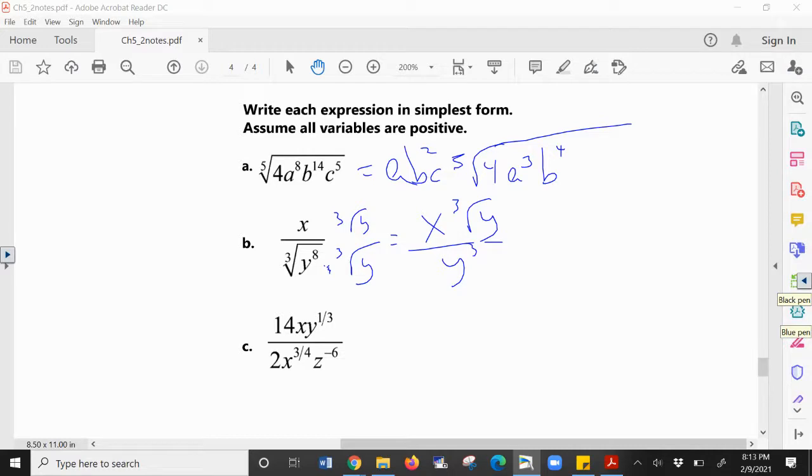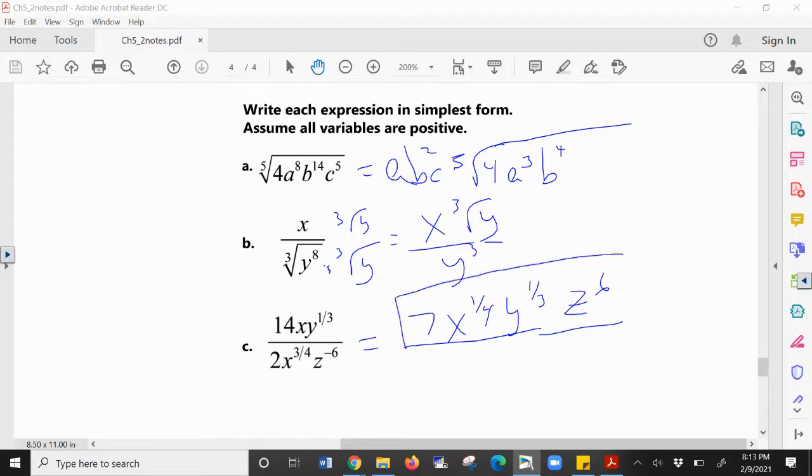y to the third. And the last one, what in the world's happening here? 14 over 2, they're just numbers, right? So that's the same as 7. Now what do you have? x on the top, which is x to the first over x to the 3/4. I subtract those, and I'm going to get x to the 1/4 in the top. There's no other y's, so let's just leave the y's where they are. And that z to the negative 6, that power of a negative exponent, means that z to the negative 6 is the same as z to the positive 6 in the numerator. So there is no denominator in this problem anymore. We just have this thing as our final answer.